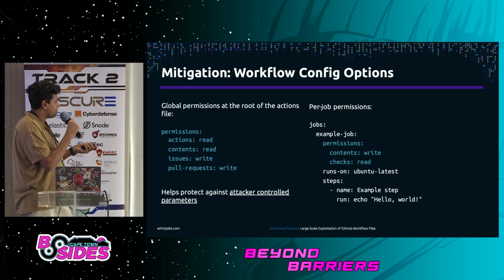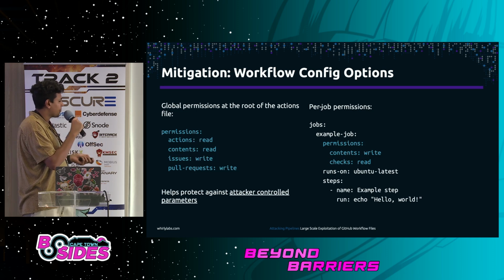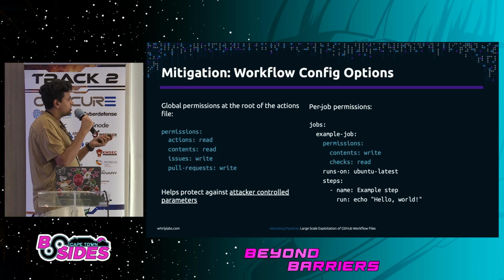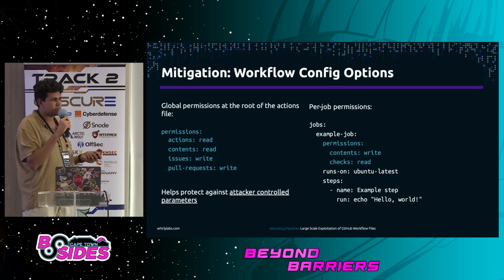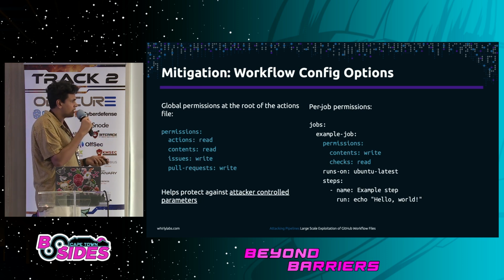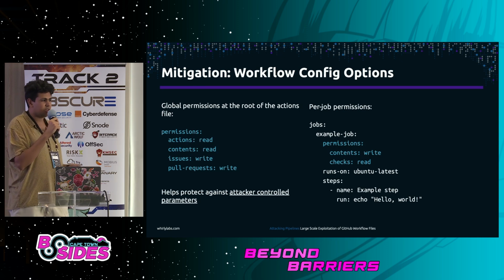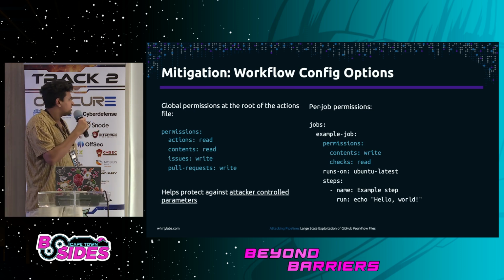And the main ones are contents and pull requests. The contents permission, if it's set to write, allows the GitHub token that's created for that action to modify the repo, which means it can create pull requests, it can create files, it has write access to the contents.